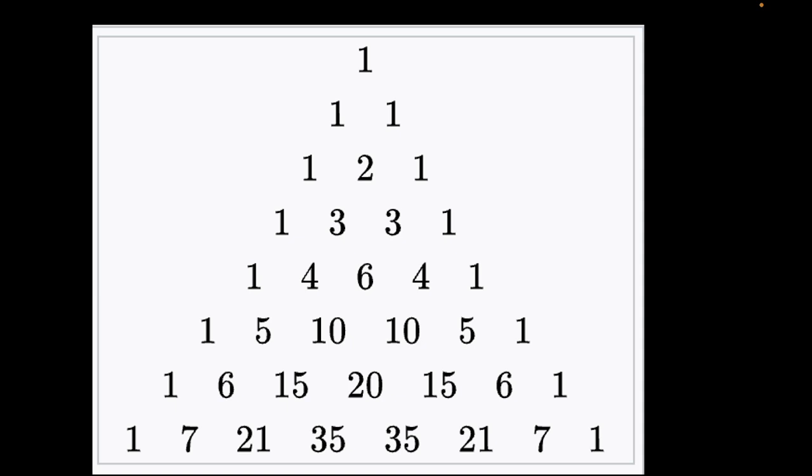The fourth line, 1, 3, 3, 1. There's a 1, and then the 3 is the addition of the 1 and the 2 above the 3. And the next 3 is the addition of the 2 and the 1 above it, and then you get a 1. So each time you go down, you add the two numbers above a number, and you get that number. Very beautiful, simple pattern, Pascal's triangle. This simple arrangement describes many useful patterns, it turns out, in mathematics.